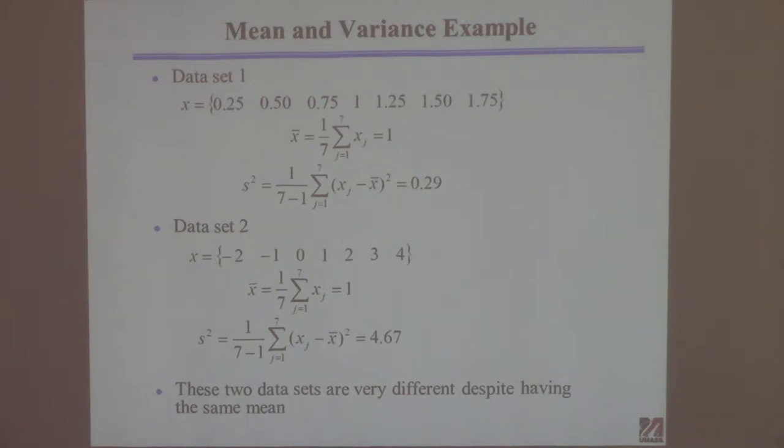So the point is that the mean doesn't tell you everything. And in many cases, the variance doesn't tell you everything either. But the mean doesn't tell you anything about the variability of something. It just tells you that if I average all the values together, I get a number. It's the same for both these data sets. Obviously, they're not all the same. So you can see that they're a lot different from looking at the variance.